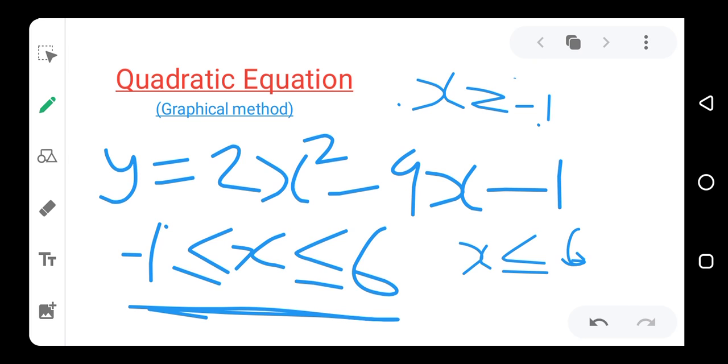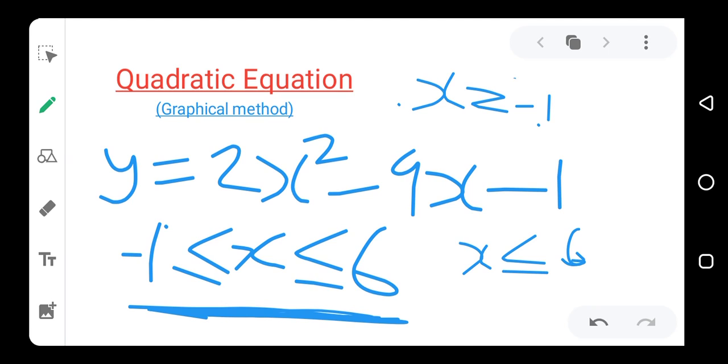Now from this, what it means is that you have to start from the number minus 1 and then stop at 6. That is what this thing represents: that minus 1 is less than or equal to x. Once you see greater than or equal to or less than or equal to, it means that you are going to start with that particular number.